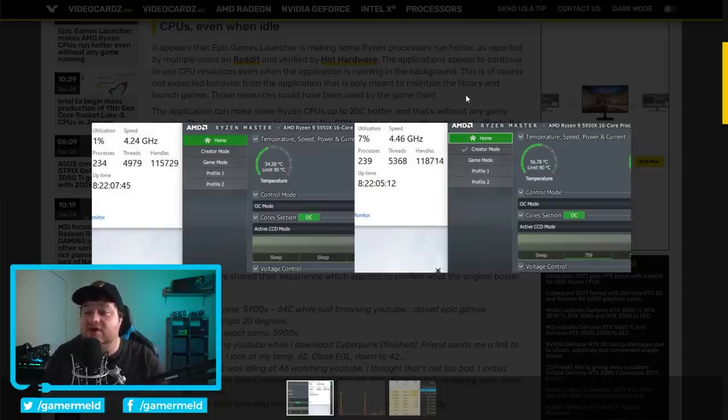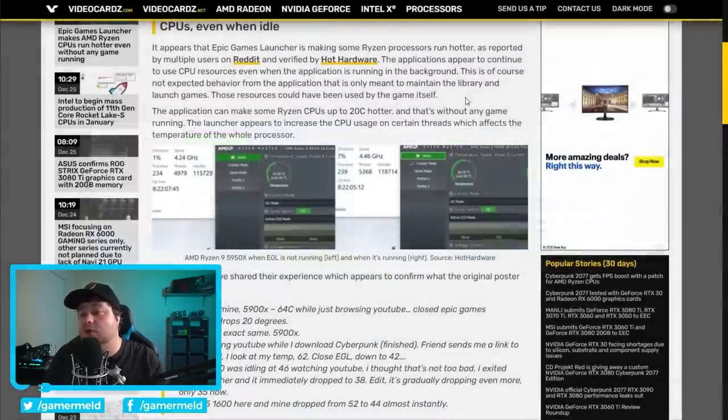And with the fact that we're talking about a 6% higher utilization with the 5950X and causing that much of a temperature issue, that's weird. Now, I will say that Epic hasn't responded. When they do, I'll likely update this story, but as of now, Hot Hardware at least did confirm that this is a very real issue.